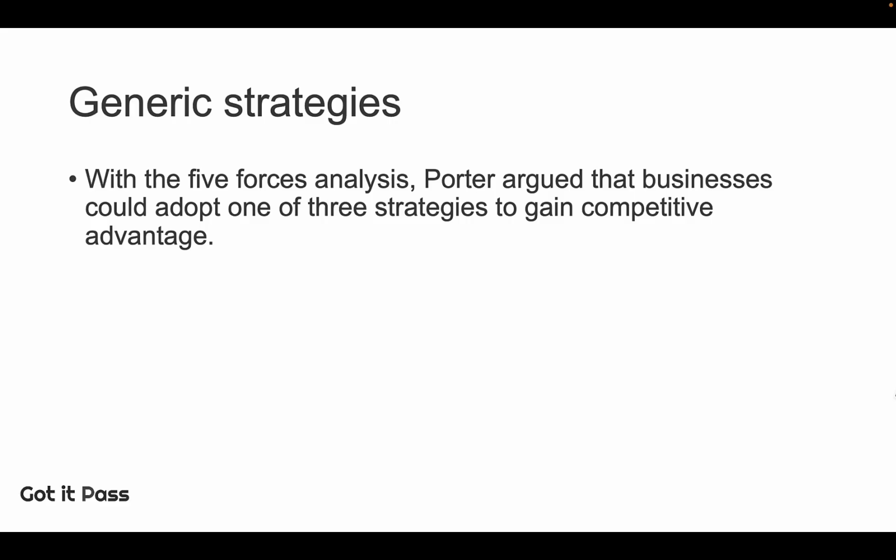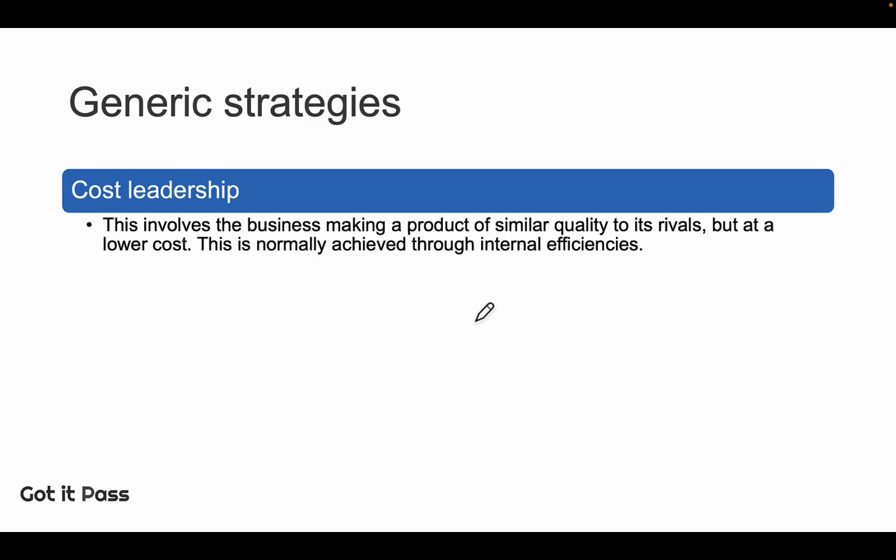With the 5 forces analysis that we did before, Porter argued that businesses could adopt one of 3 strategies to gain competitive advantage. So the first step is to do the forces analysis, or what we call 5 forces analysis. The second step is to determine what are the ways that an organization or a firm can achieve competitive advantage. So right now we are moving to the second step. There are 3 generic strategies proposed by Porter.